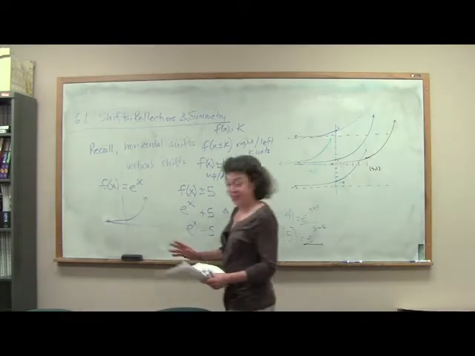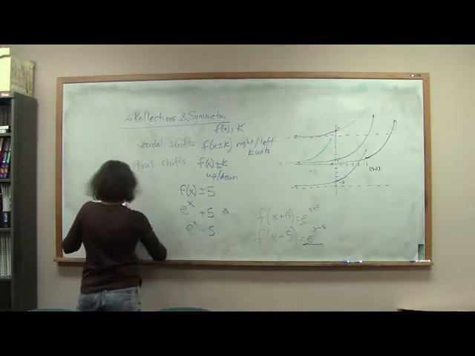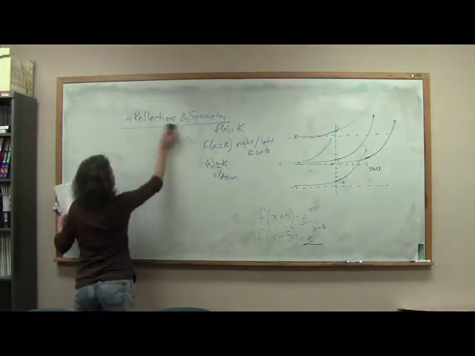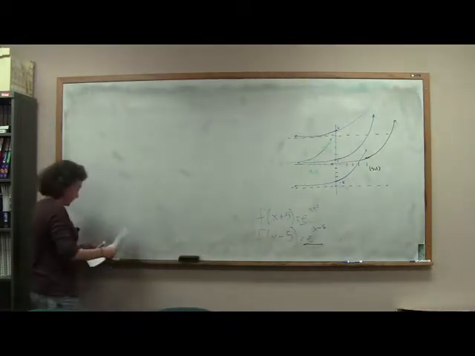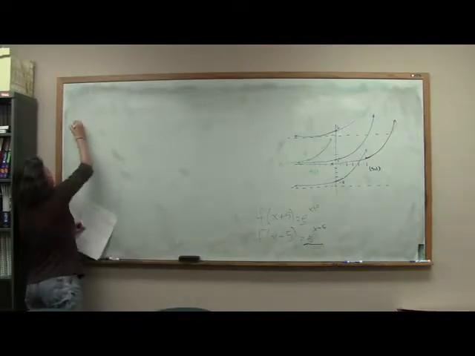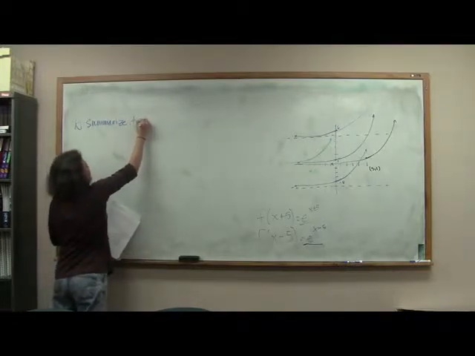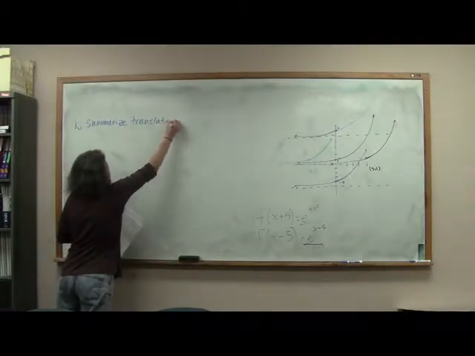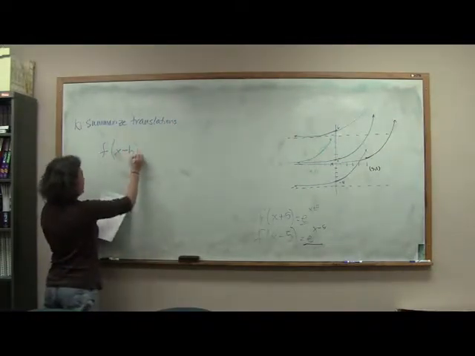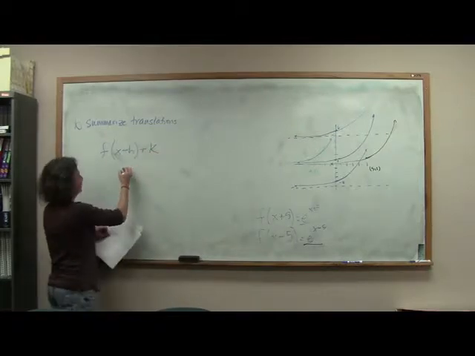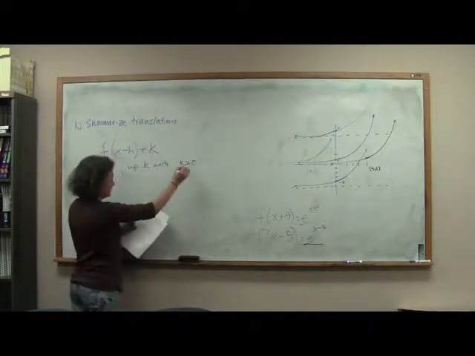So, to summarize this so far, to date, to summarize our translations, when we have f of x minus h plus k, you go up k units if k is greater than 0.